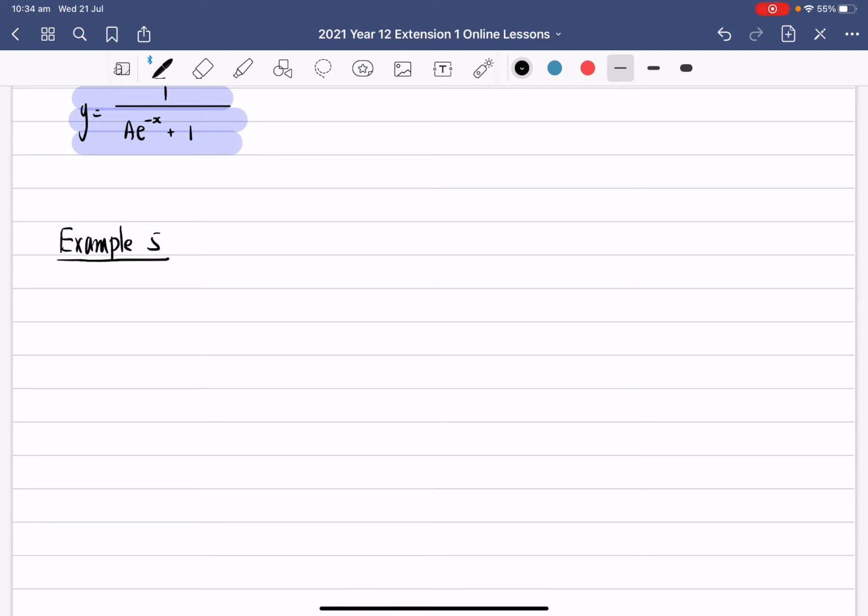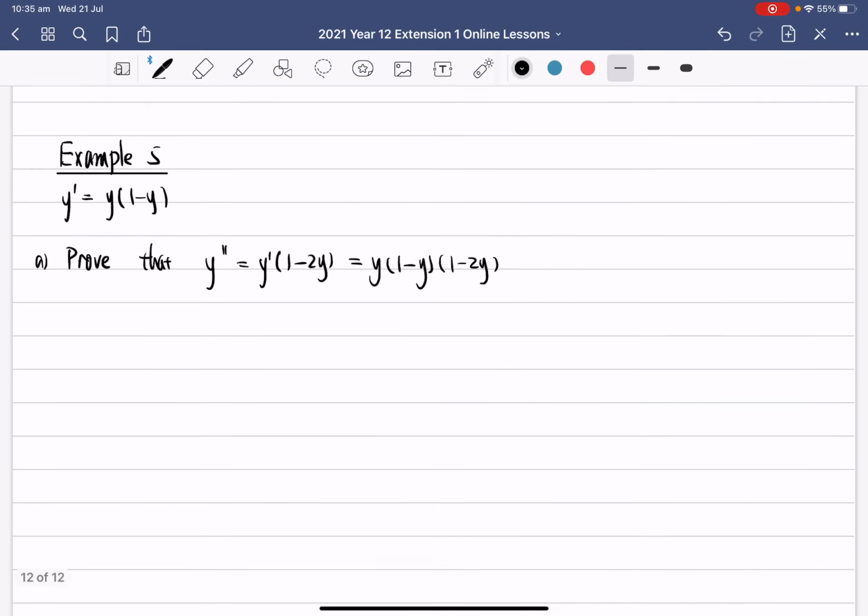Now this question is actually pretty interesting. I will do this question later when we start to do exercise 13b, the slope field, which I skipped. Now this is the question where it says that we have, for example, y dash is equal to y times 1 minus y, very similar to the previous one. So the first one is you need to prove that y double dash is equal to y dash times 1 minus 2y, which is also equal to y times 1 minus y times 1 minus 2y. So that's just the first part, and we'll do the second part later.